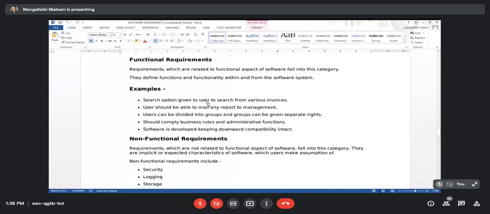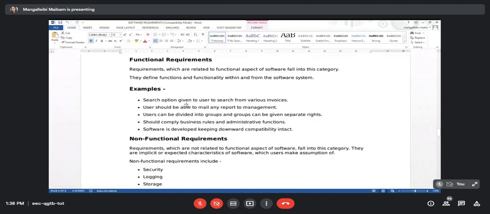Searching option given to user, which means a user has to interact with the system, right? And user should be able to mail any report to the management. So this is also like a user is interacting with the system management or any management people who are responsible for developing the software. And also users can be divided into groups, and groups can have separate rights. So that means if there are any problems, the user can directly complain to the management.